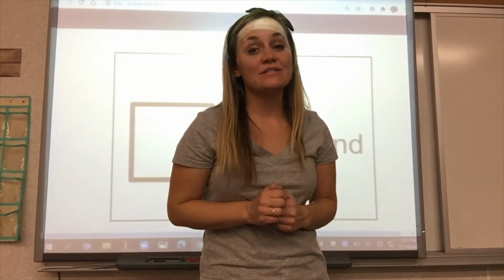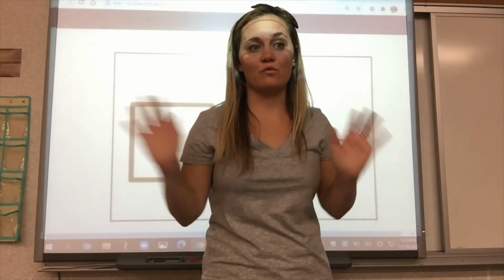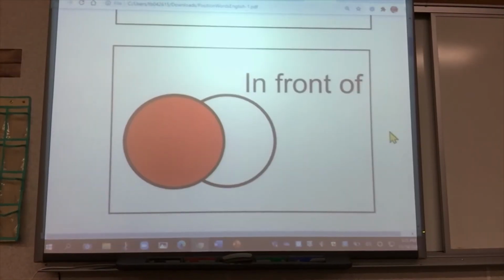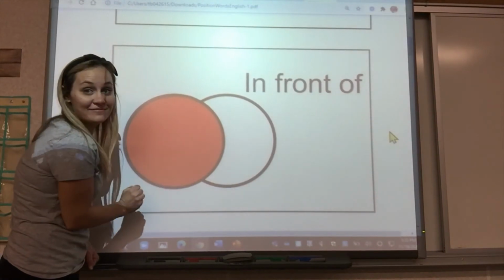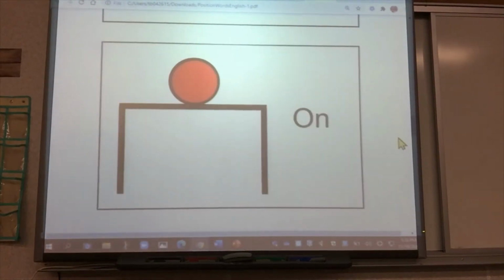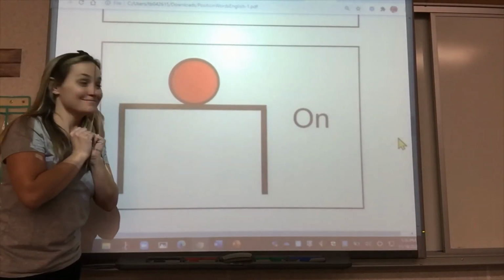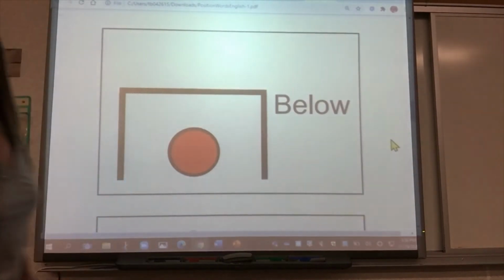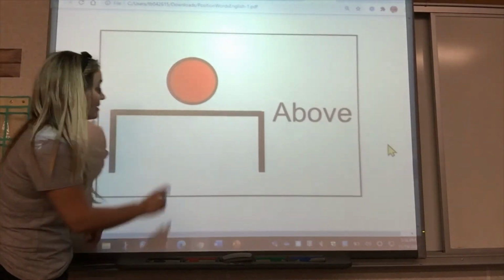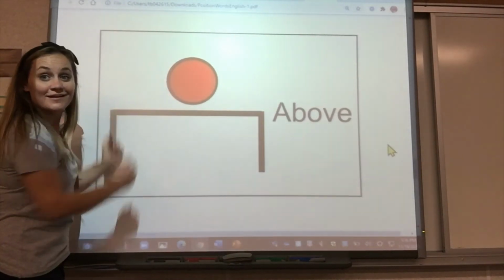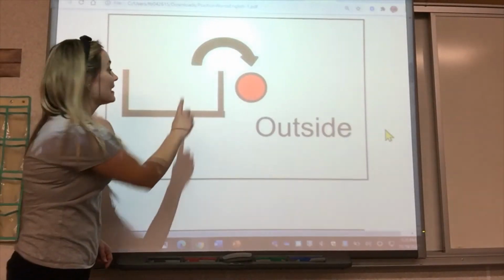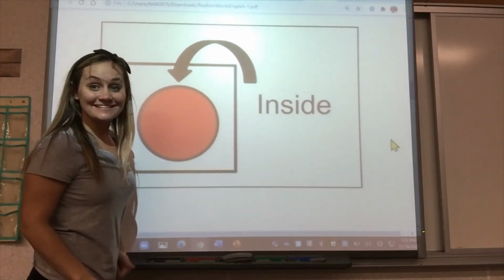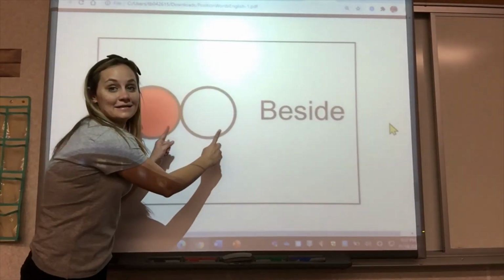And finally, we practiced using position words to describe where the shapes are, like behind, in front of, on, below, above, outside, inside, and beside.